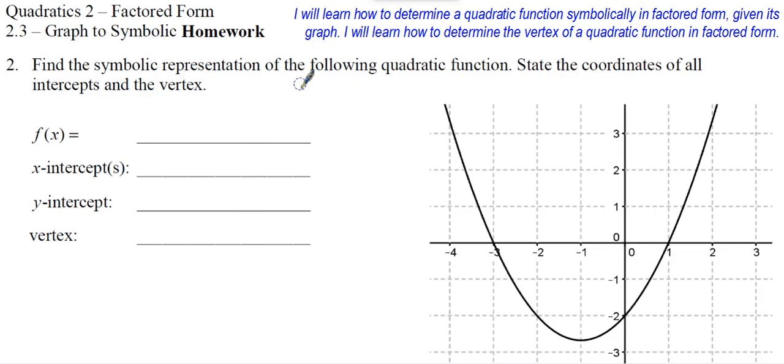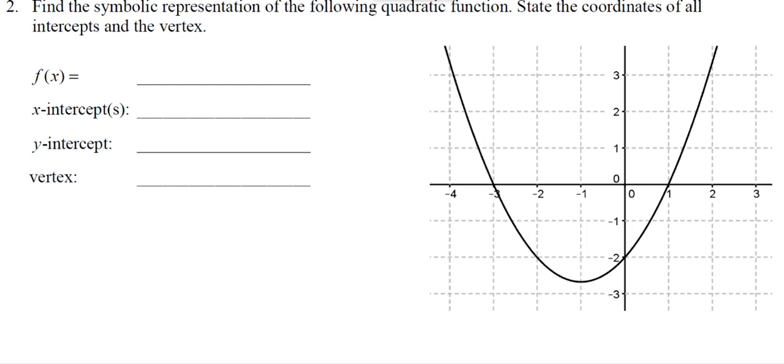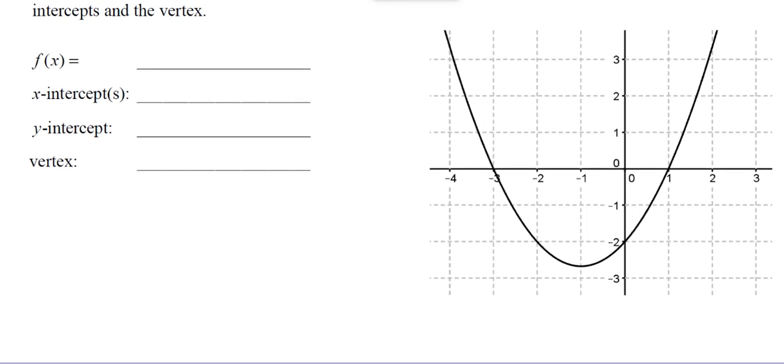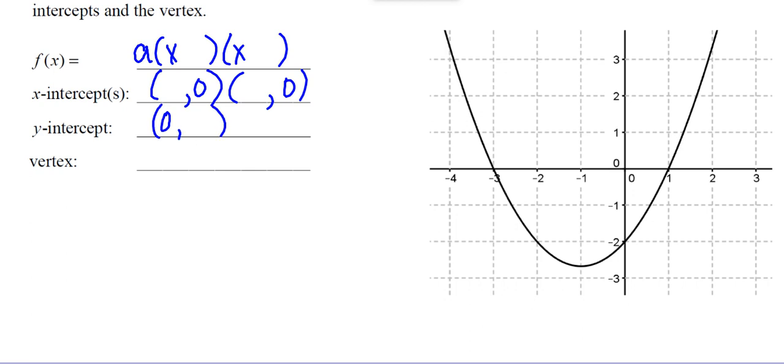Find the symbolic representation of the following quadratic function. State the coordinates of the intercepts and the vertex. So let's start. Remember, when we do this, we have x-intercepts, something, comma 0, something, comma 0, and 0, comma, I do not know. But I do know that the x of the vertex is adding the two x's and dividing them by 2.